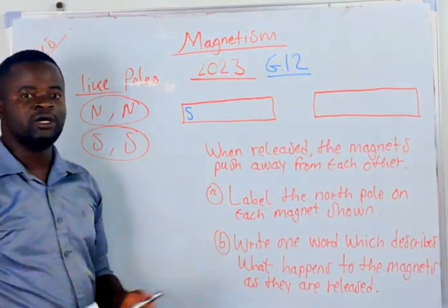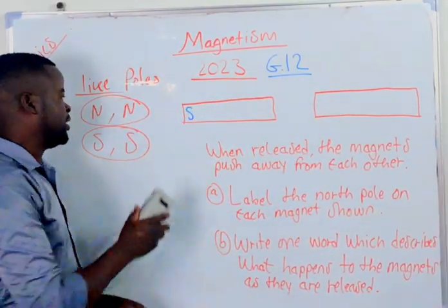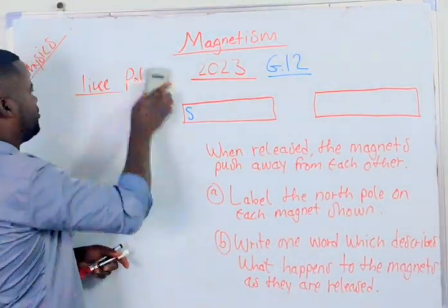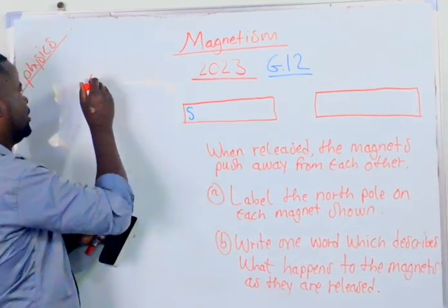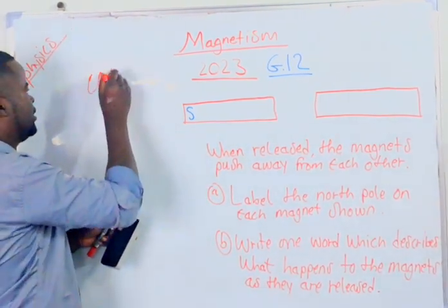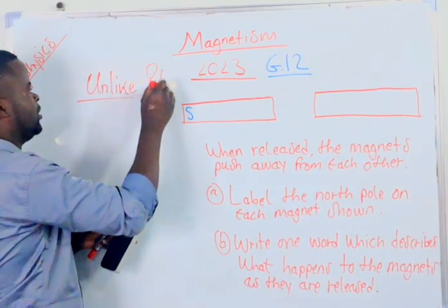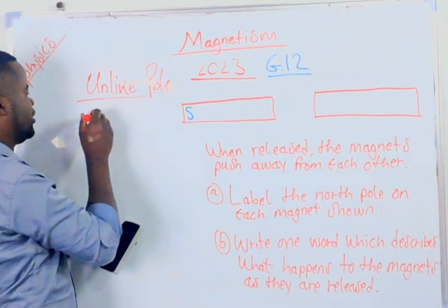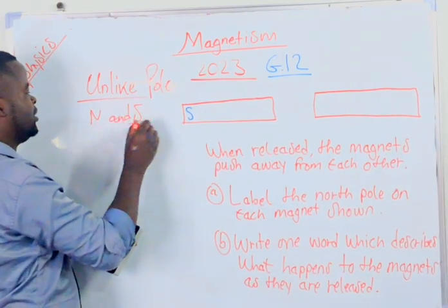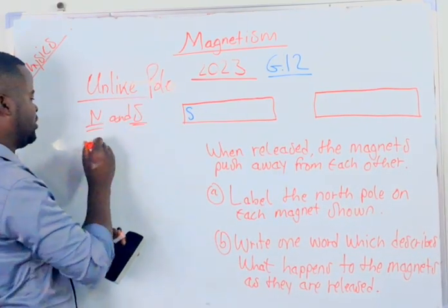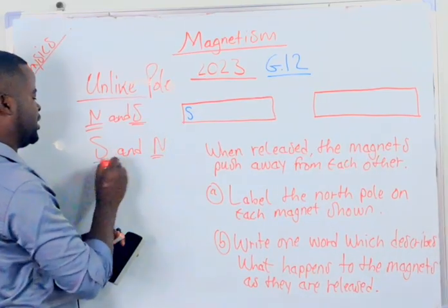And when we are talking about unlike poles, what do we mean? Unlike poles normally attract each other. Unlike poles can be north and south. These are unlike poles, and south and north. These are what we call unlike poles.